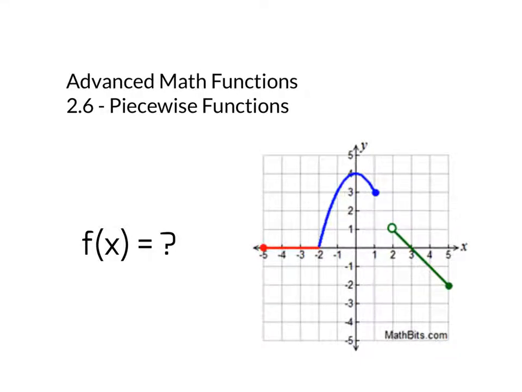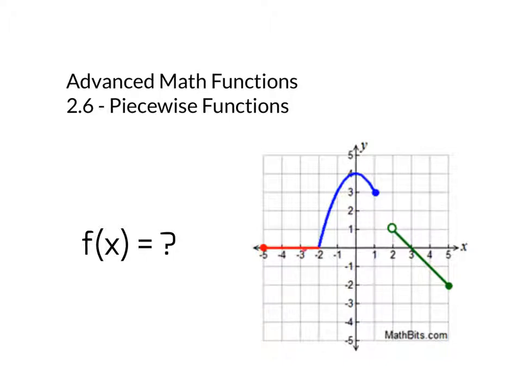Alright, so let's take a look at part of section 2.6, which is called Piecewise Functions. Here is an example on the right of something that's called a piecewise function. Notice that there are three distinct parts: this little red section, this blue section, and this green section. This is kind of a strange looking graph. Based on the vertical line test, this actually would pass the test and is in fact a function, but it's unlike one that we've seen before.